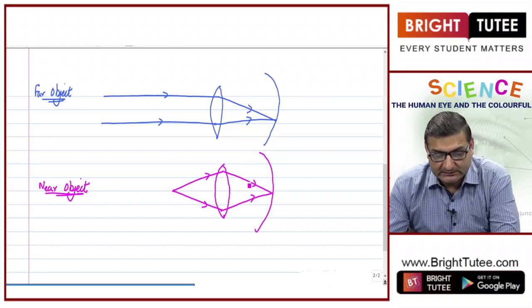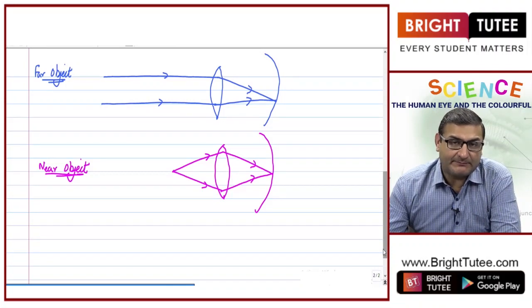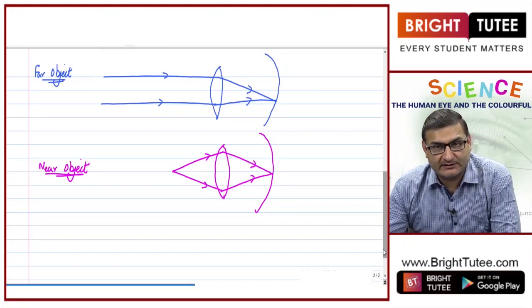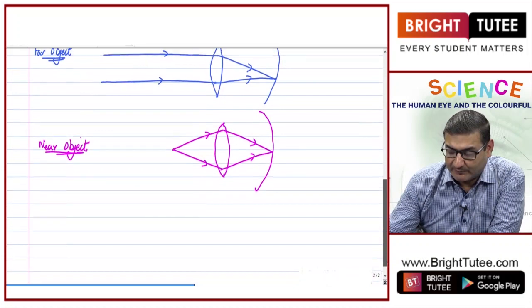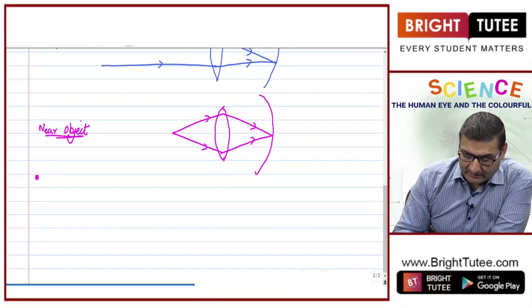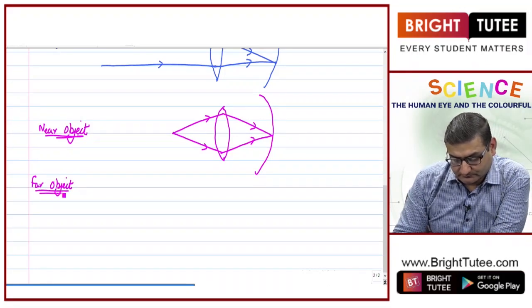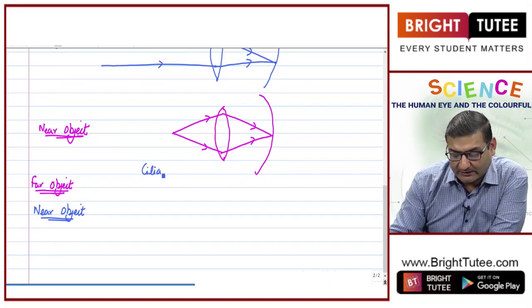Now, for this, the eye lens has to change its focal length, and that particular function is only possible due to ciliary muscles which hold the eye lens. Let us see how that works. This is very important now. Please try to relate. When I am looking at a far object or when I am looking at a near object, the function of ciliary muscles is to contract or to relax.